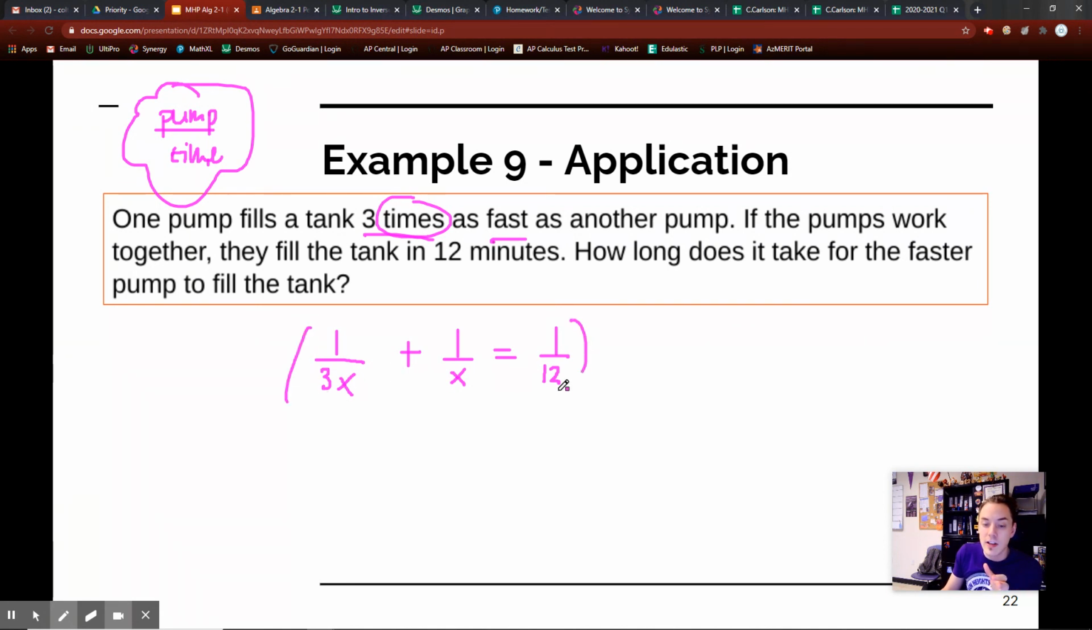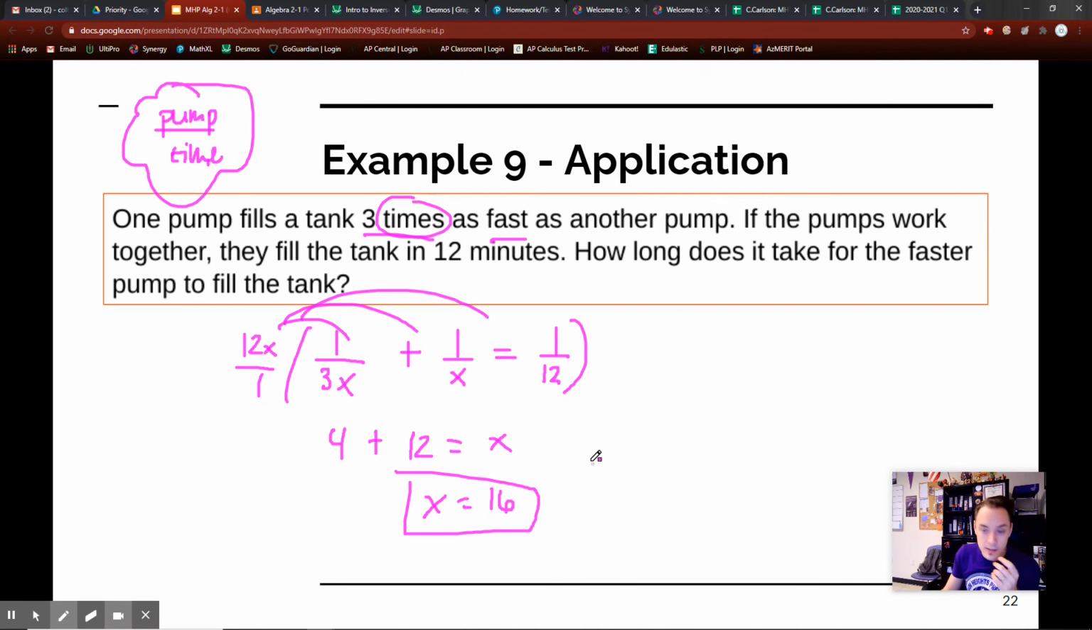Now, how do I solve this? Well, my LCD should be, what do you think, guys? You should be thinking it's 12x. The reason why it's 12x is because when I multiply all of it together, I get rid of my denominators. The x's go poofy here, and then 12 divided by 3 is 4. Plus, x's go poofy there. 1 times 12 is just 12. And then 12's go poofy, and I'm just left with x. So 16 times as fast. How long does it take for the faster pump to fill the tank? 16 minutes.